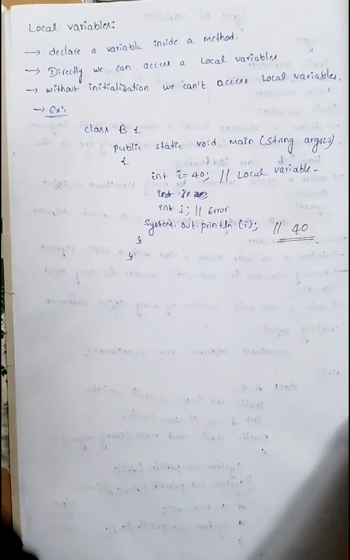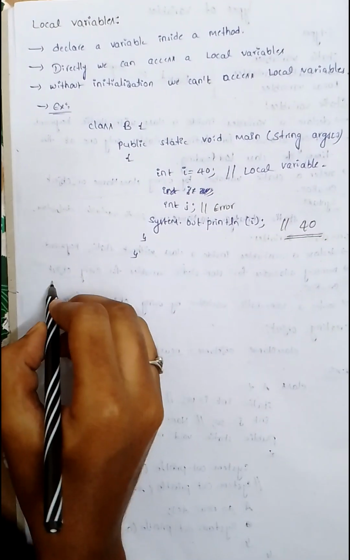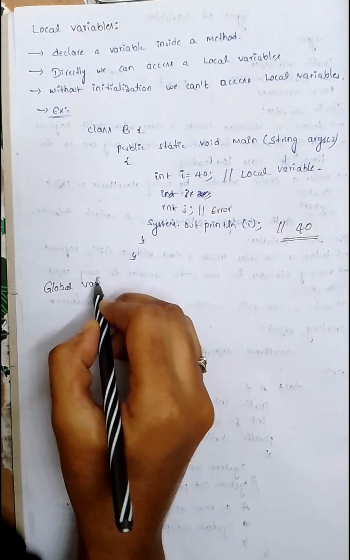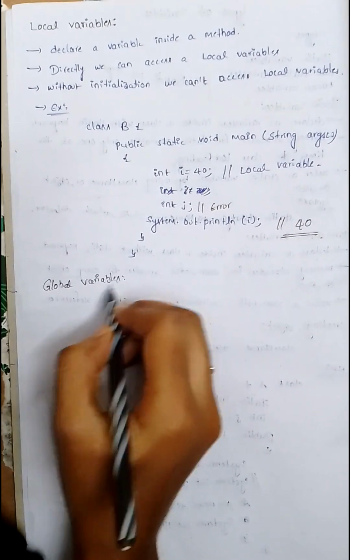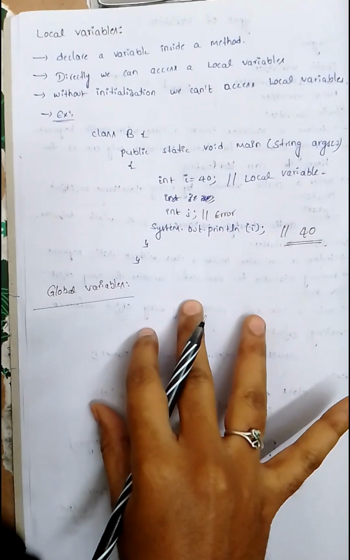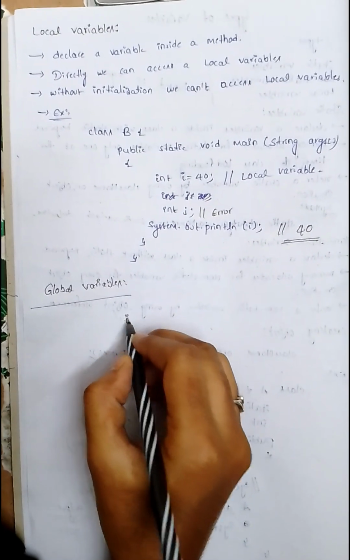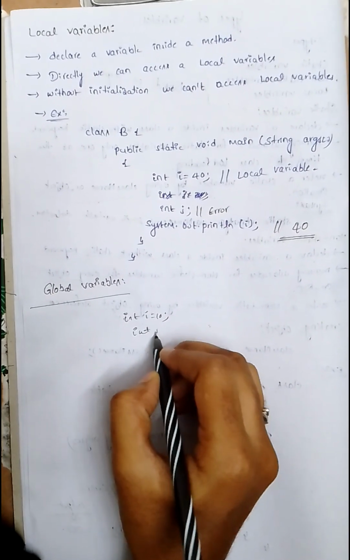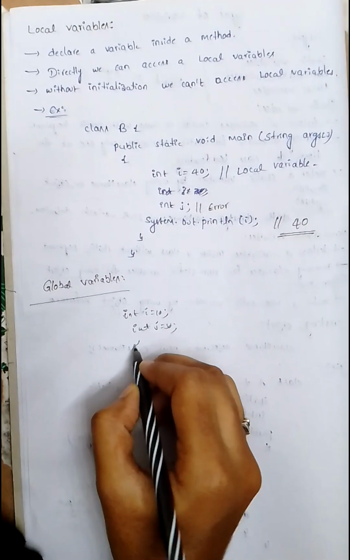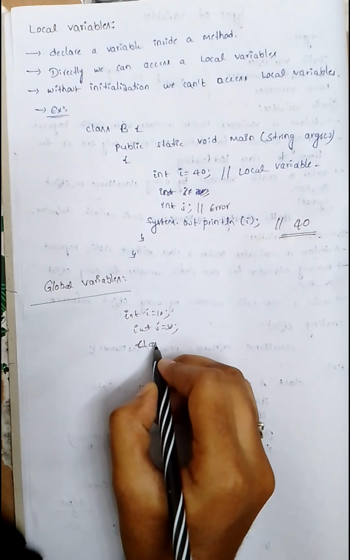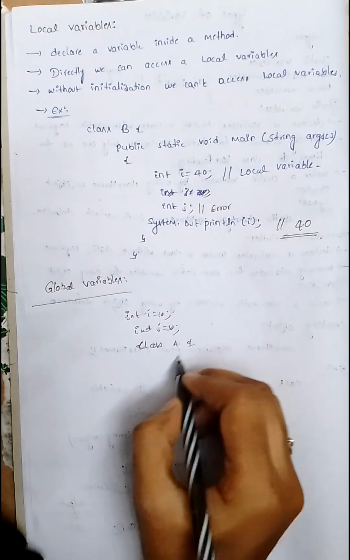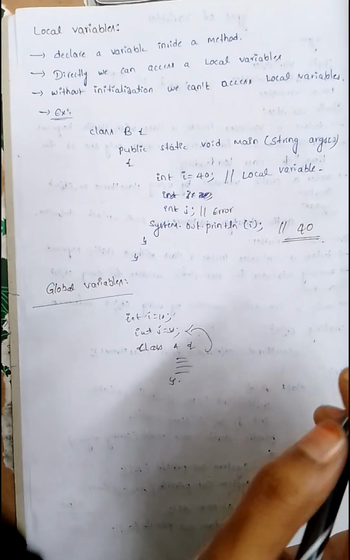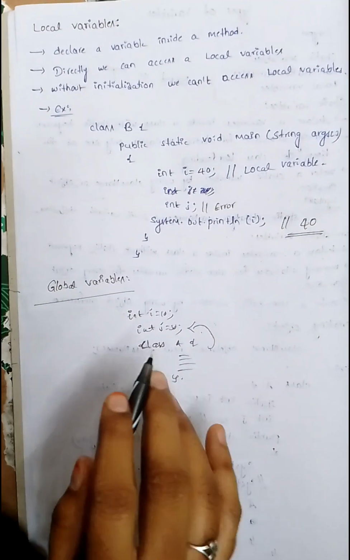One more type is global variables. We can declare variables outside the class. That means int i equals 10, int j equals 30. This is class A and this one, we can declare a variable outside the class. Java does not support global variables.